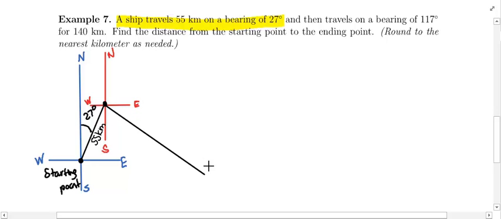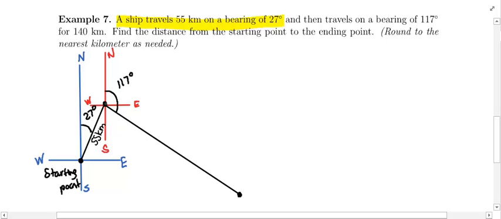The length of this segment has to represent 140 kilometers. That has to be way bigger than the 55 kilometer mark I drew initially, pretty much maybe just under 3 times as long. Again, you're going to have to eyeball it. When we're just doing a sketch, we cannot make things exact. So at this point, what we can say here is that this angle is 117 degrees, and the ship ends up here.